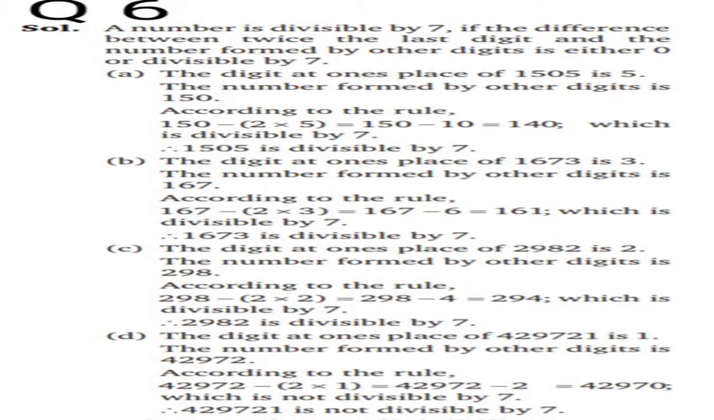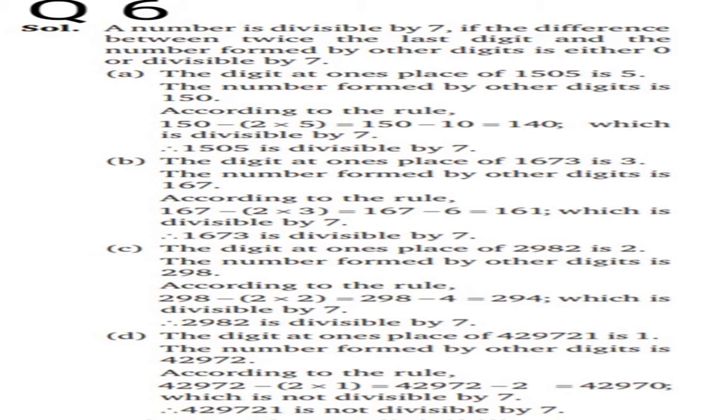Now question number 6. See in your book, test the divisibility of the following number by 7. So 7 के लिए क्या करेंगे? A number is divisible by 7 if the difference between twice the last digit and the number formed by other digits is either 0 or divisible by 7.